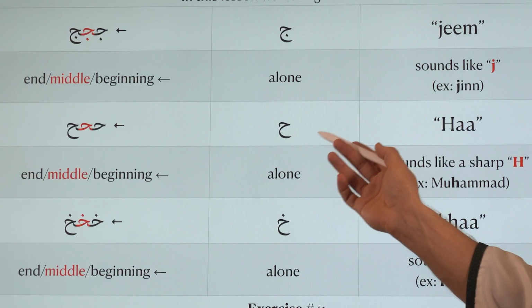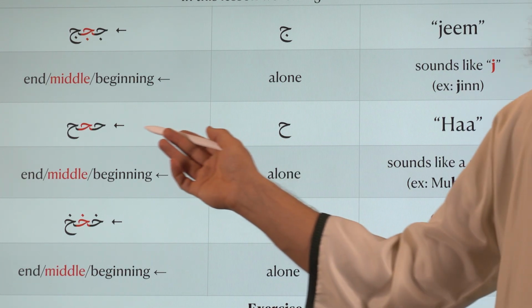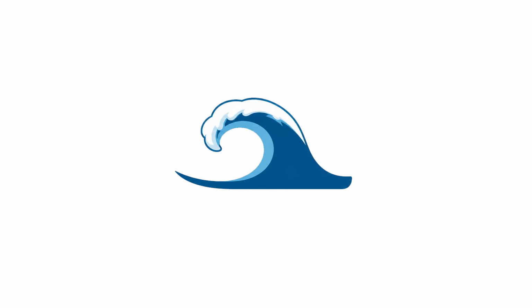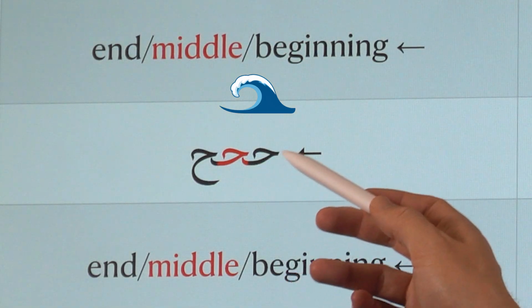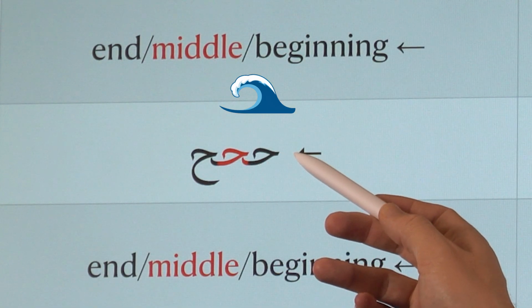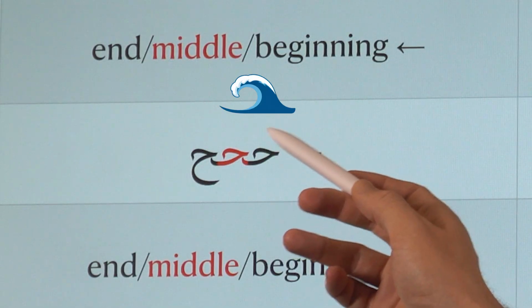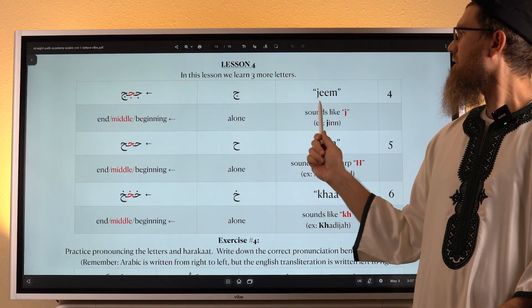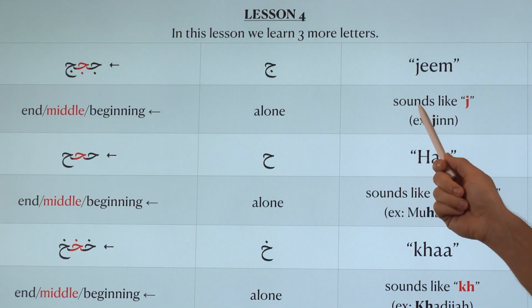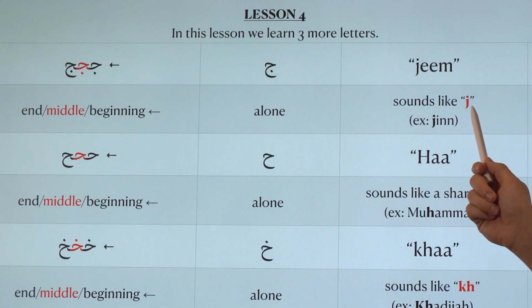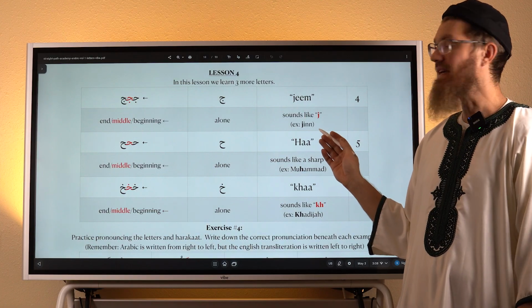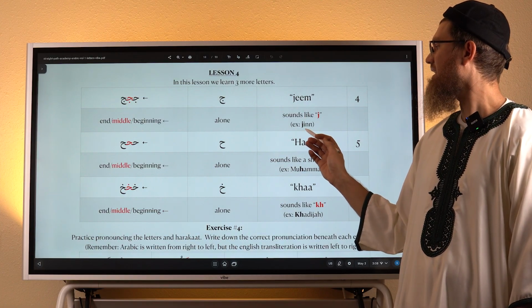But they all share the same shape, which to me can be compared to an ocean wave. If we imagine this bottom part, that's the ocean, and then this upper part is the wave crashing. So we'll begin with the letter Jim. The letter Jim, it sounds similar to the English J. And an Arabic word that begins with the letter Jim is Jinn.